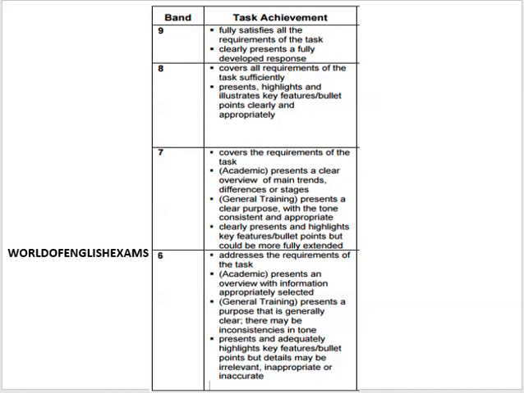Then specifically, if you just look at the line below, you can see that it's clearly mentioning academic. So what is the requirement for academic task 1? Presents an overview with information appropriately selected. Guys, this is a very important paragraph in your report which has to be written after the introduction.